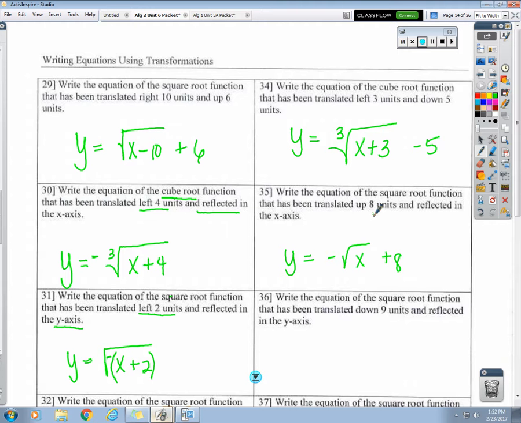Number 35, y equals negative square root of x, plus 8. Because the only two things they told you it did were up 8, which is plus 8, and reflected on the x, which means the negative goes on the outside. If you're ever unsure where the negative goes, graph both of them in the calculator and see which one flips over the x.